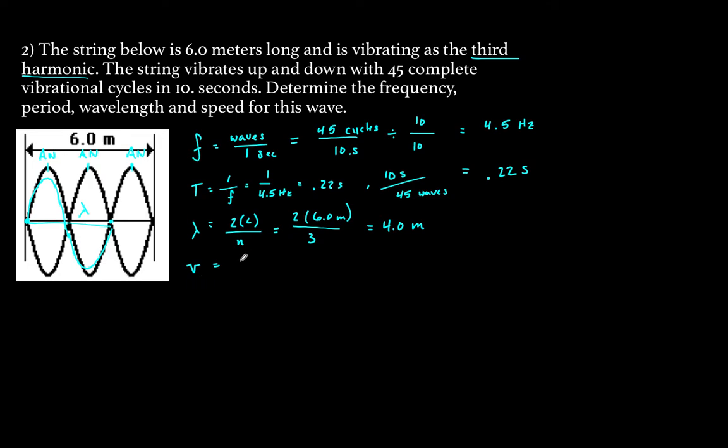Then, finally, your velocity you could solve in one of two ways. You could either do velocity equals wavelength times frequency, or velocity equals wavelength divided by period. Either way is perfectly fine. I'm going to use velocity equals wavelength times frequency, because I think 4.5 is a nicer number than 0.22. So velocity equals my 4.0 meters multiplied by my frequency of 4.5 hertz. 4 times 4 is 16, 4 times 0.5 is 2, so 16 plus 2 is equal to 18 meters per second. That's going to be your velocity.